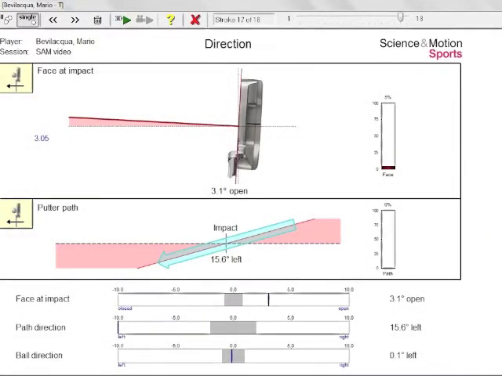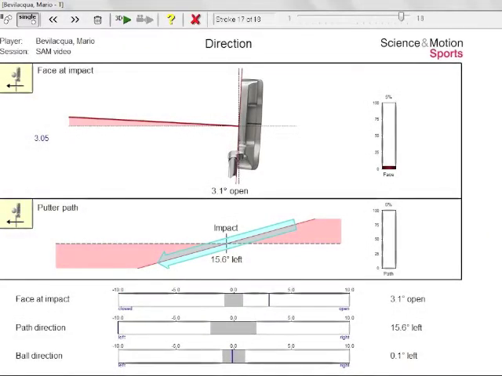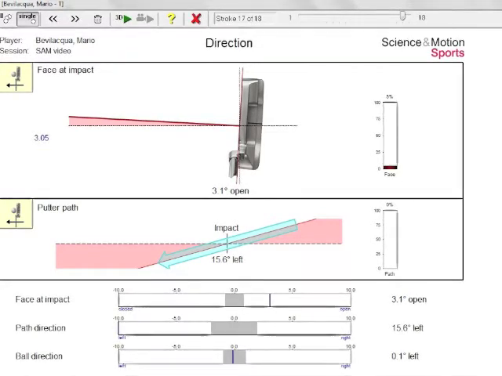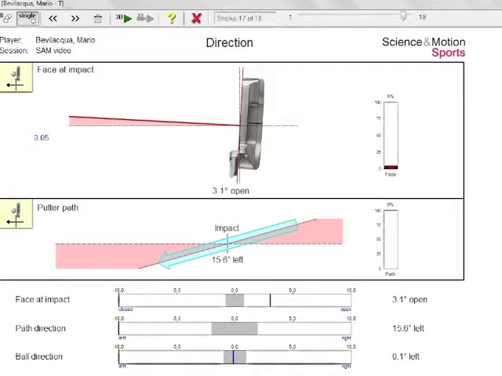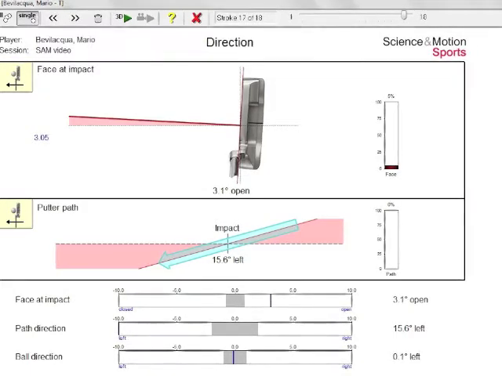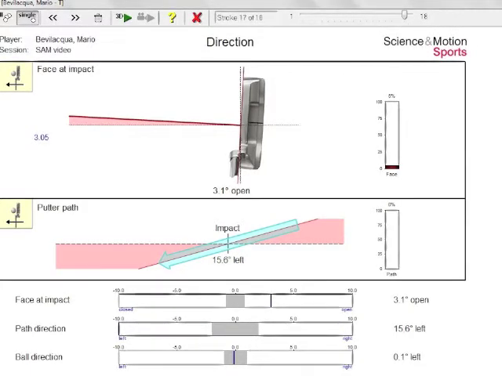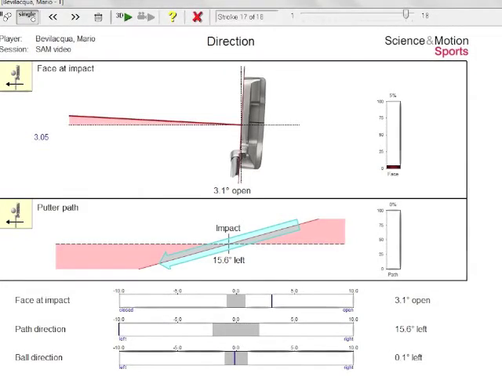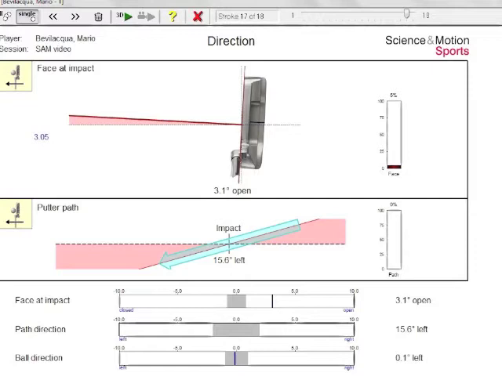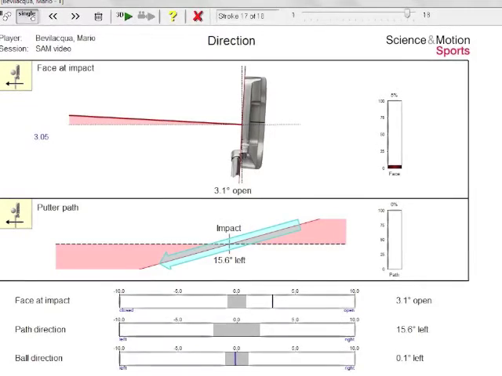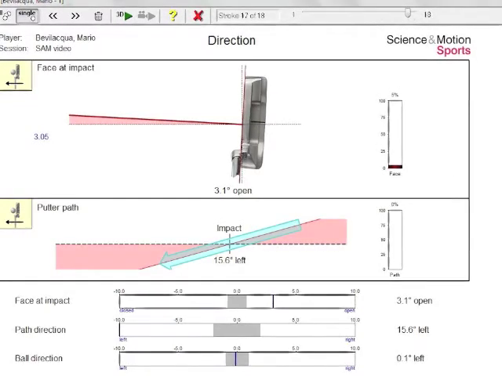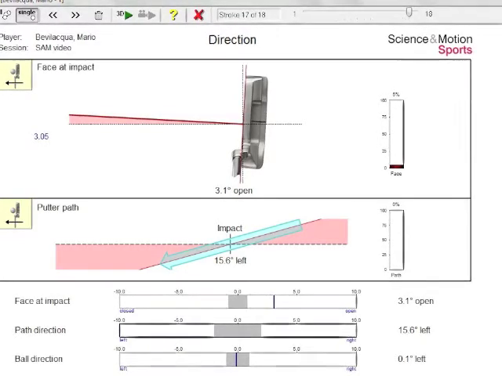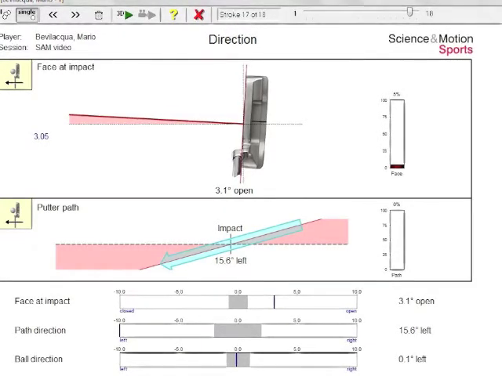Okay, let's take a look at Mario's SAM Putt Lab report for his very first putt. If you remember correctly, this stroke was very much out to in, and the ball started directly at the target and went in the hole. The first thing I want to call your attention to is that his club path, or putter path, was clearly to the left, 15.6 degrees to the left to be exact, combined with a face angle that was 3.1 degrees to the right.